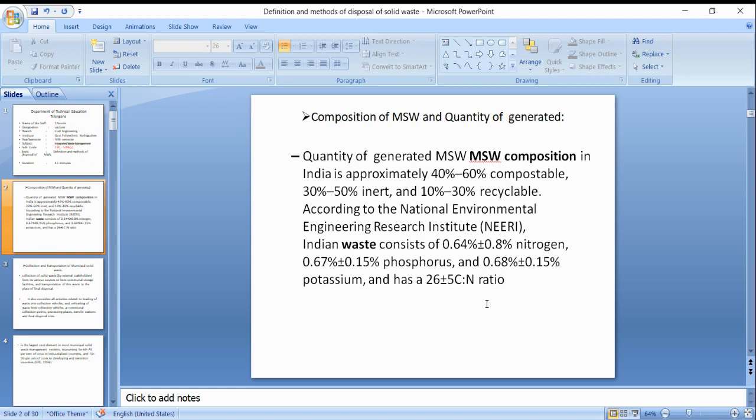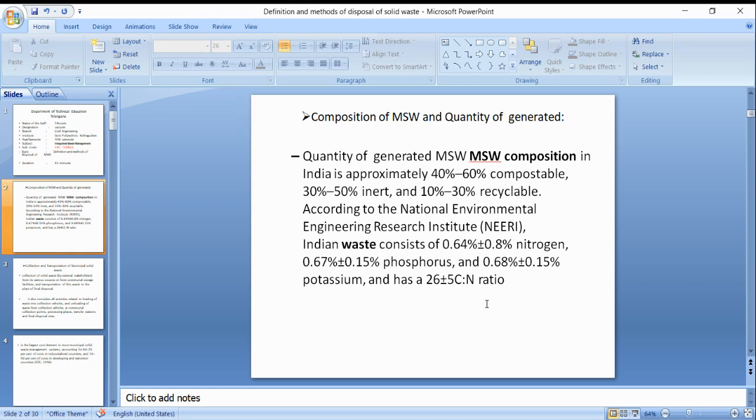We can manufacture the equipment for reuse and recycling. By knowing this, we can get an idea of how much waste is generated per day, and also how much impact it has on the environment. That we can know by knowing the quantity of the waste generated.